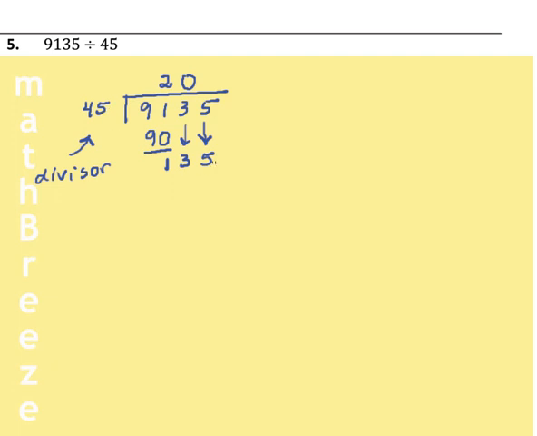And 45 into 135, well, 45 goes into 100 two times, so let's try 3. Okay, let's multiply 45 times 3. Here we have 15. 3 times 4 is 12, and 1 is 13. 135. So again, we have an exact division. 3 times 45 is 135. Exact division, that means no remainder. Remainder 0.